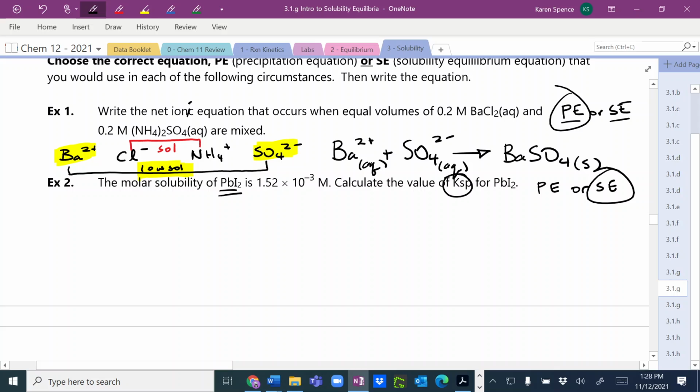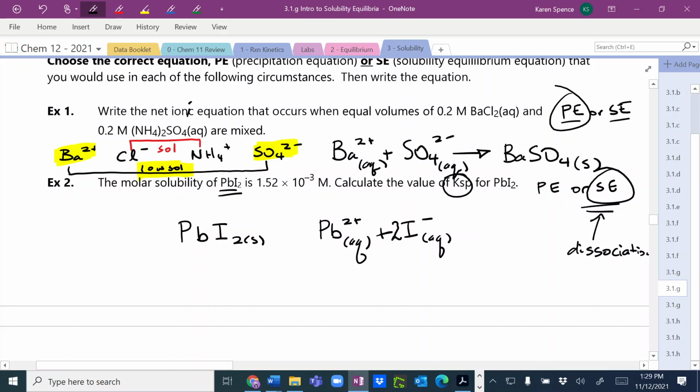Where do we write the solid? On the left. So we have PbI2. And all we do when we're writing a solubility equilibrium is we are writing the dissociation. So what does this dissociate into? This Pb2+ and I-, except for, oh, we have two I minuses. Both of those are aqueous. What kind of an arrow do we use? Equilibrium arrow.